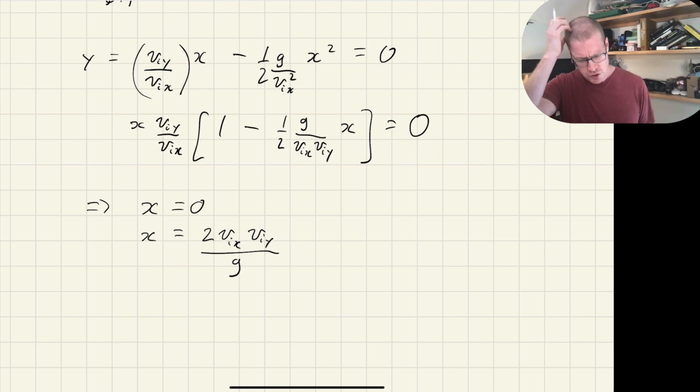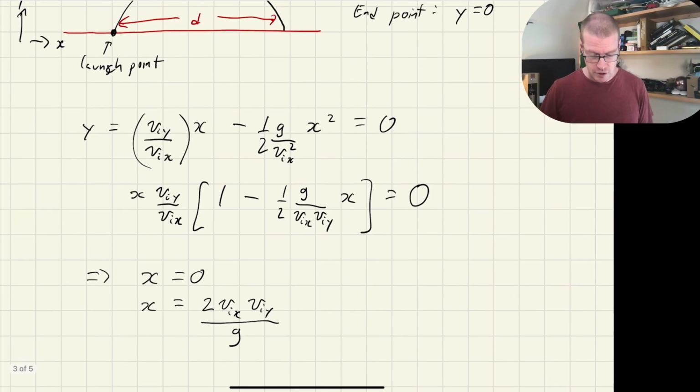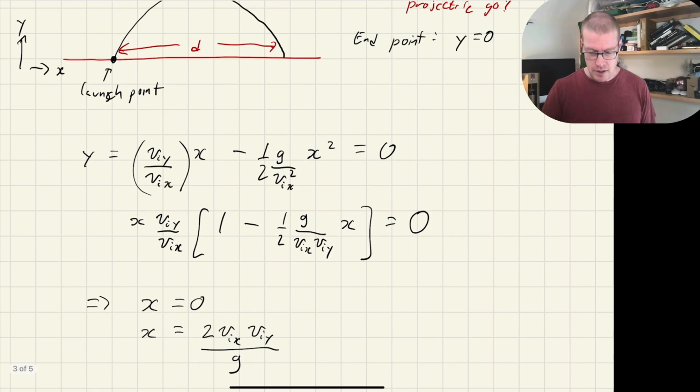Now, why should there be two solutions? Oh, there's two places where this parabola hits the ground. It hits the ground at our launch point. It hits the ground at a distance d. So that means that this is how far the projectile flies.